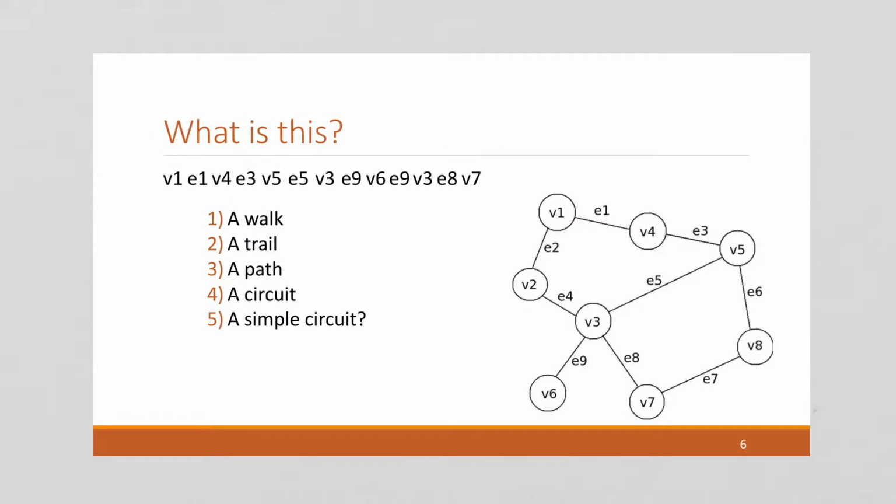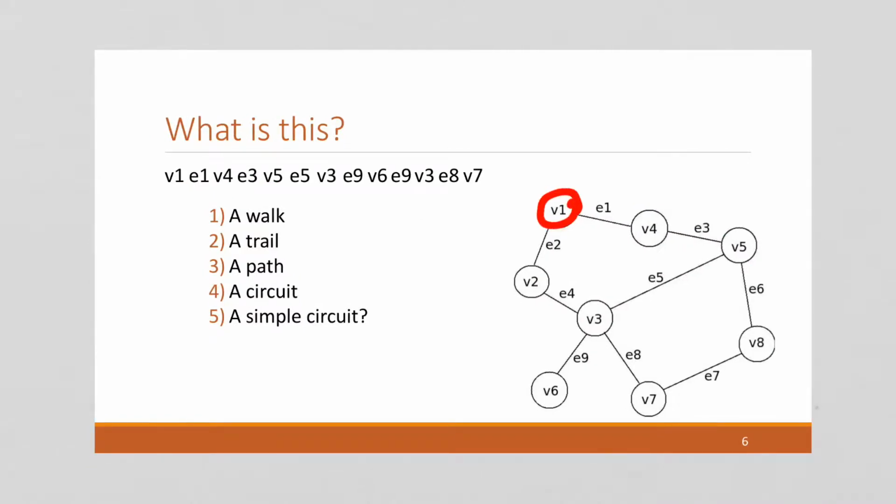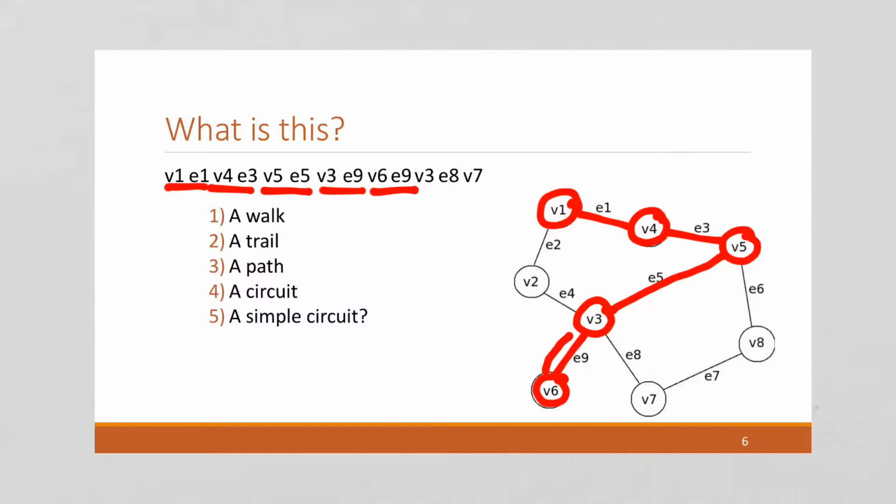And another. We have V1, E1, V4, E3, V5, E5, V3, E9, V6, back over E9 to V3, and then from there we're going to take E8 to V7.